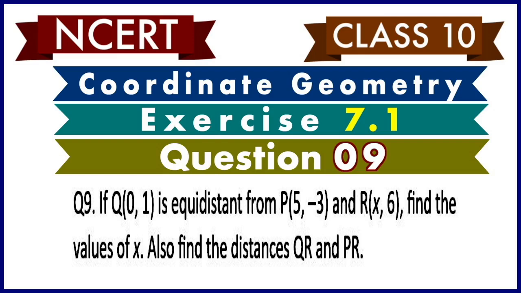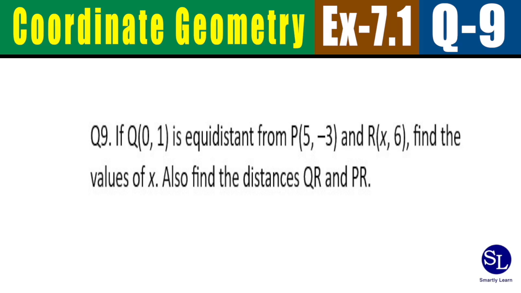In this video, let's see how to solve the ninth question in exercise 7.1. If Q(0, 1) is equidistant from P(5, -3) and R(x, 6), find the values of x. Also, find the distances QR and PR.